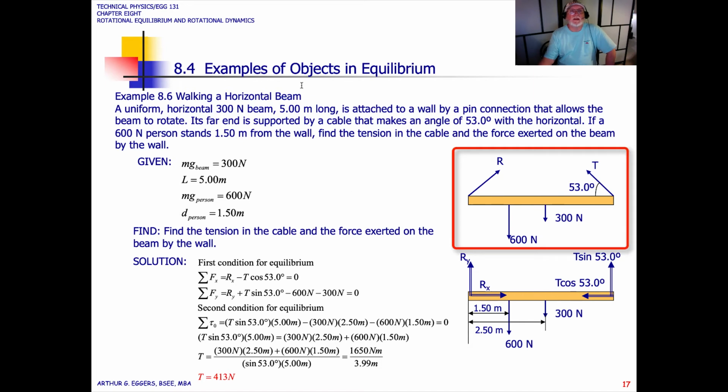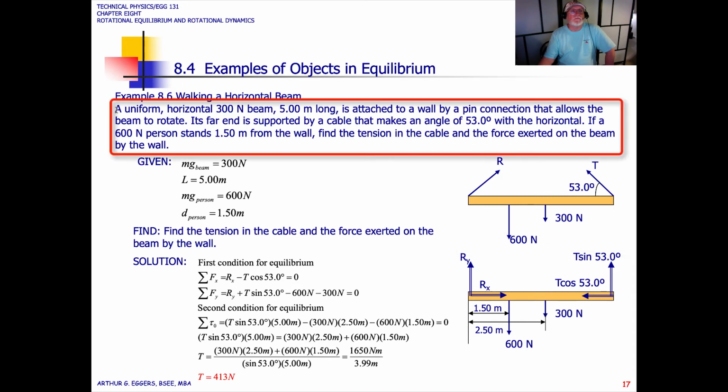Let's look at an example here, walking a horizontal beam. So we've got a horizontal beam here that's got some components of force or tension on it. At a given angle, we've got the center of gravity there, and then 600 newtons. The question says a uniform horizontal beam of 300 newtons, so there you can see that in the free body diagram, 5 meters long.